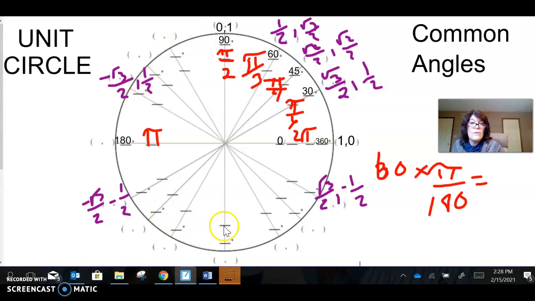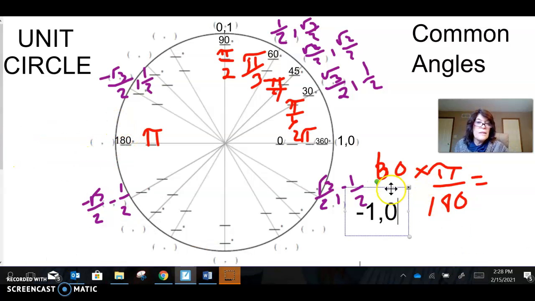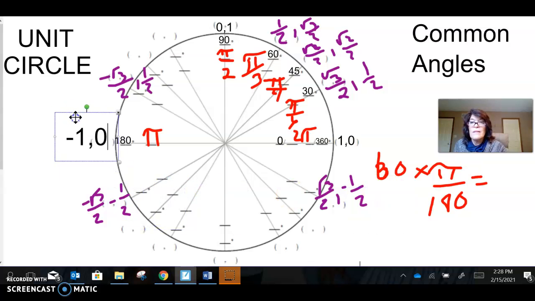I want you to do the other ones. Relate it to where it is in the unit circle. Of course, this one is what? (Negative 1, 0). If we go here to this one, that's what this ordered pair is, (negative 1, 0). And the one down here would be (0, negative 1).